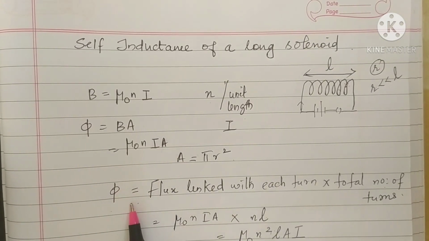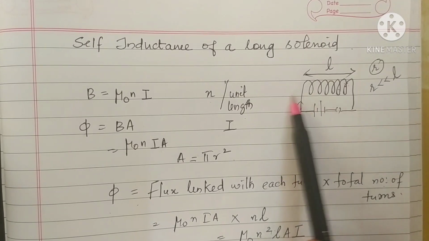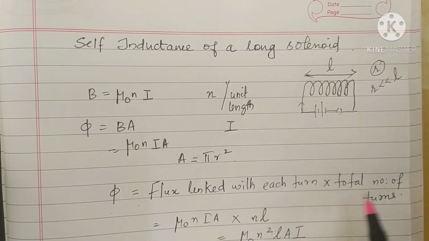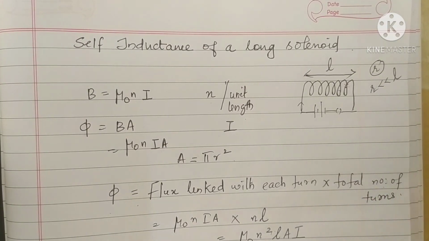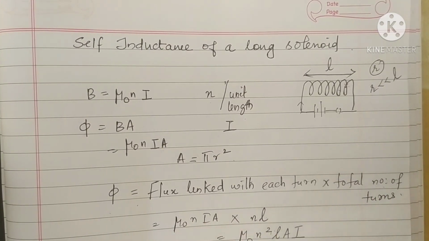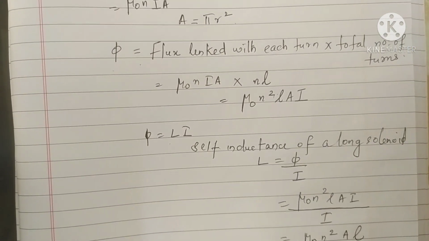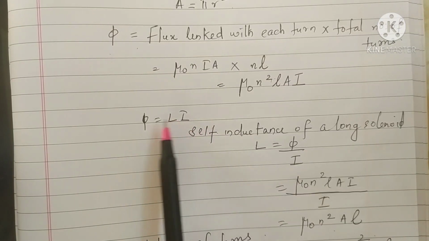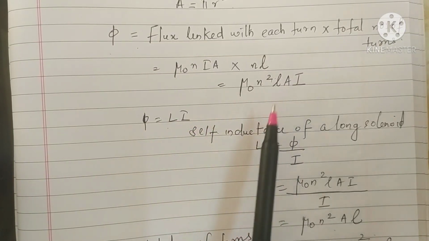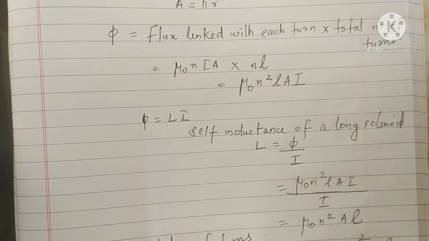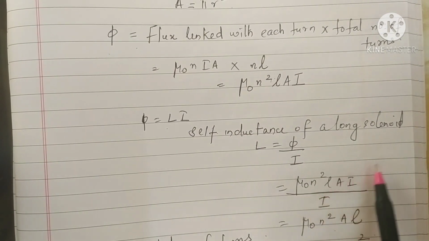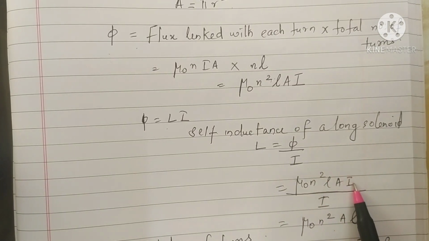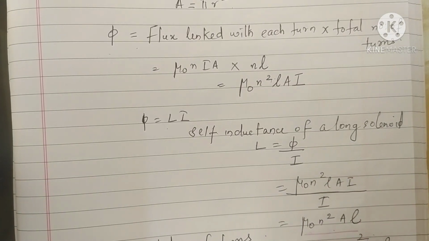Now the flux linked with the whole solenoid, the total length of the solenoid, you can write as the flux linked with each turn into the total number of turns. So mu naught n I A into N l, which is mu naught n squared l A I. Clear? So phi equal to L into I, from this L equal to phi by I, and this expression divided by I will give you the expression for self-inductance of a solenoid, that is mu naught n squared l A I by I. So I gets cancelled and this is the expression.